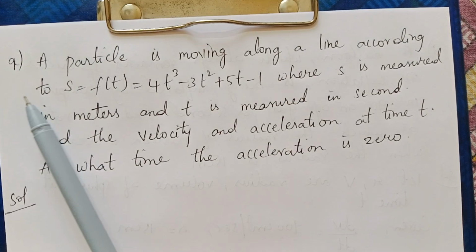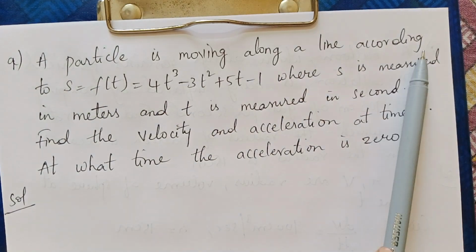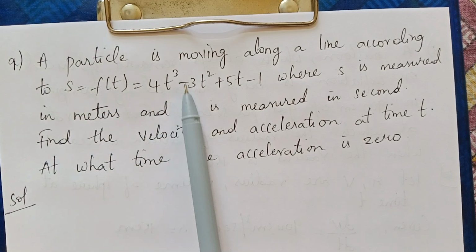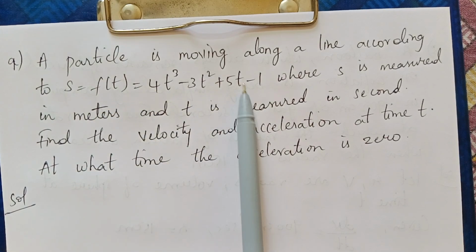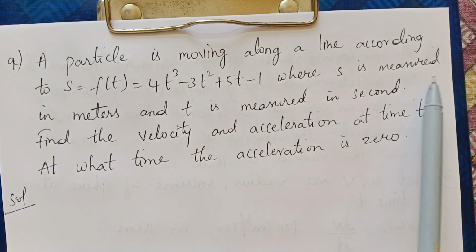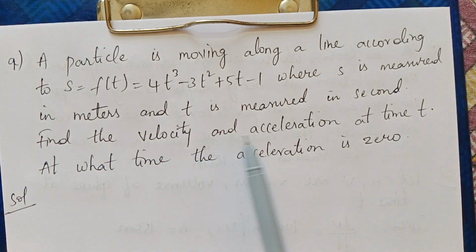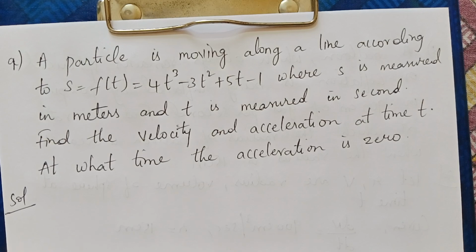Next question: a particle is moving along a line according to s = f(t) = 4t³ − 3t² + 5t − 1, where s is measured in meters and t is measured in seconds. Find the velocity and the acceleration at time t. At what time is the acceleration 0? So we have to differentiate this equation, right?